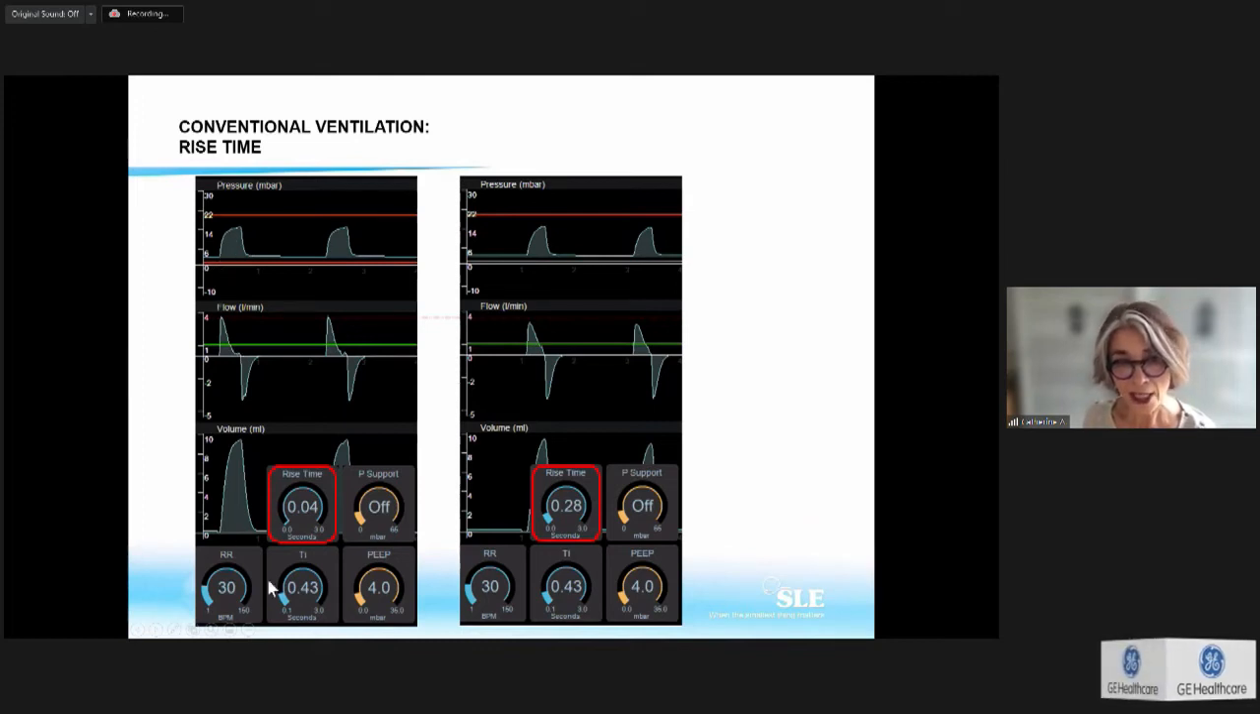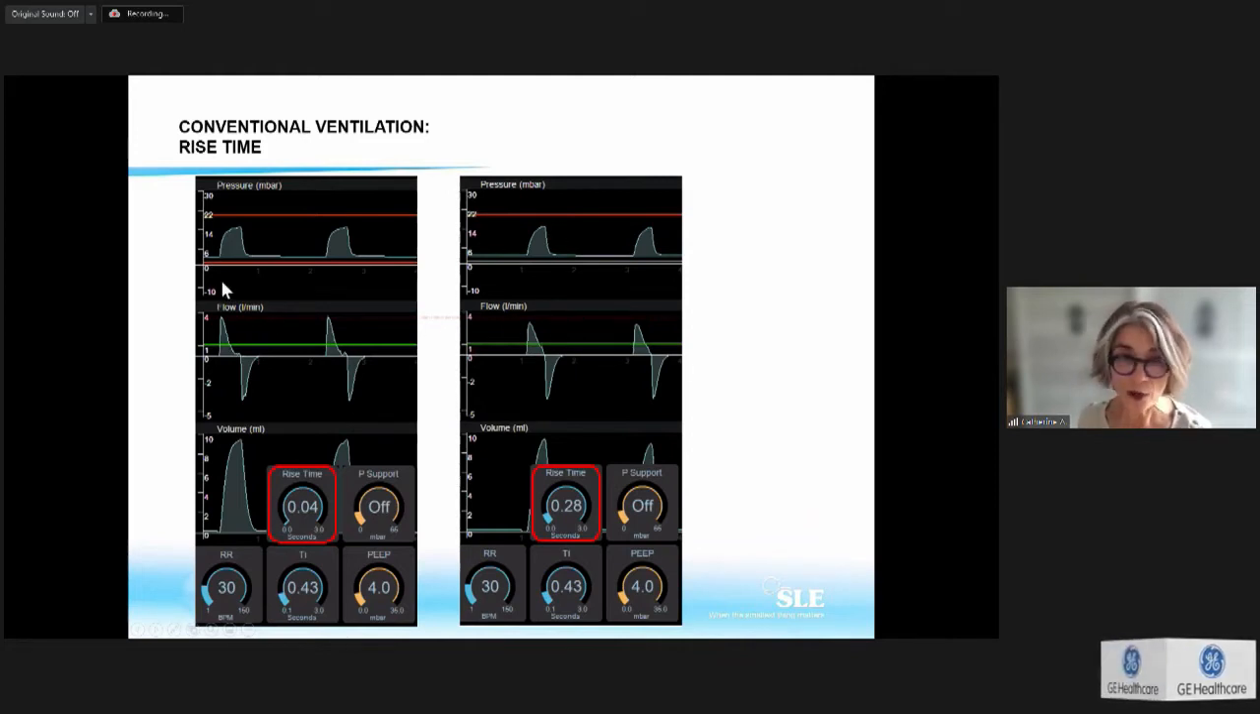If you look here, I changed it from a rise time of 0.04. So you have only 0.04 seconds to push the piston of your ventilator to deliver your PIP. And now I'm telling you that you have far more time. You have 0.28 seconds. So if you look here, you see the waveform has changed because the increase of pressure is much smoother here. And you see, it affects your flow.